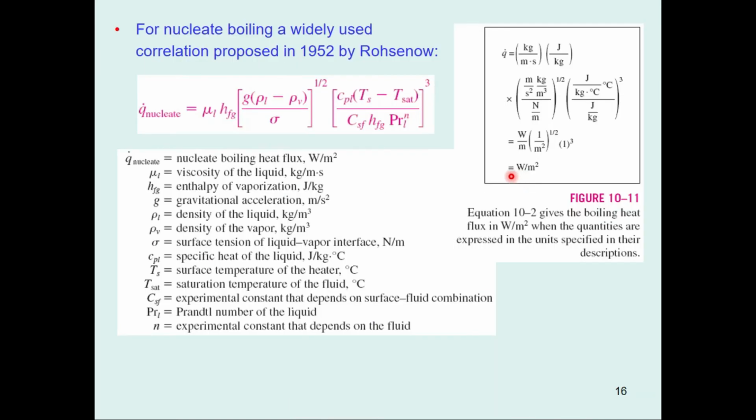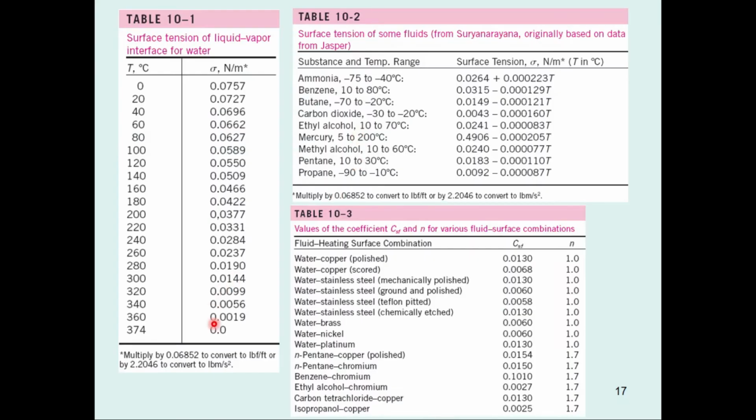So to get the values of these constants, CSF, the experimental constants that depend upon the surface-fluid combination, here is the table given for the surface-fluid combinations. If you are using water and copper, you have to use this CSF value, and the value of n is this. If you are using benzene and chromium, you have to use this value. You have to use these values for your numerical problems.